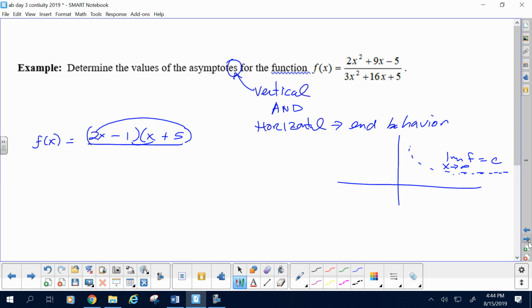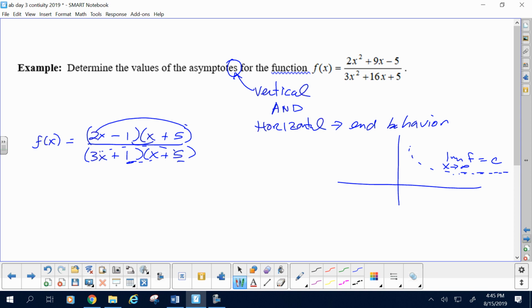The bottom, 3x squared is 3x and x. The factors of 5 go in the last spot, so it's 1 and 5 or 5 and 1. And let's go with 1 and 5 because that would be 15x and 1x. That works if they're both positive. All right, so there's my factorization.